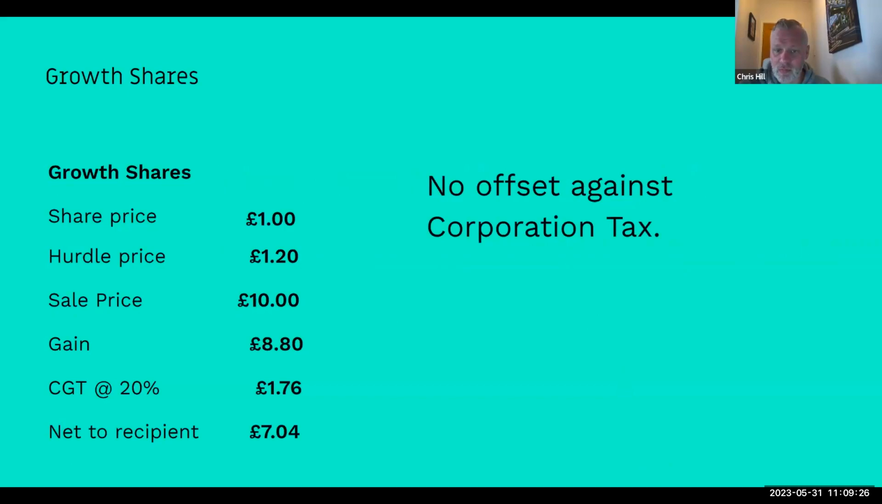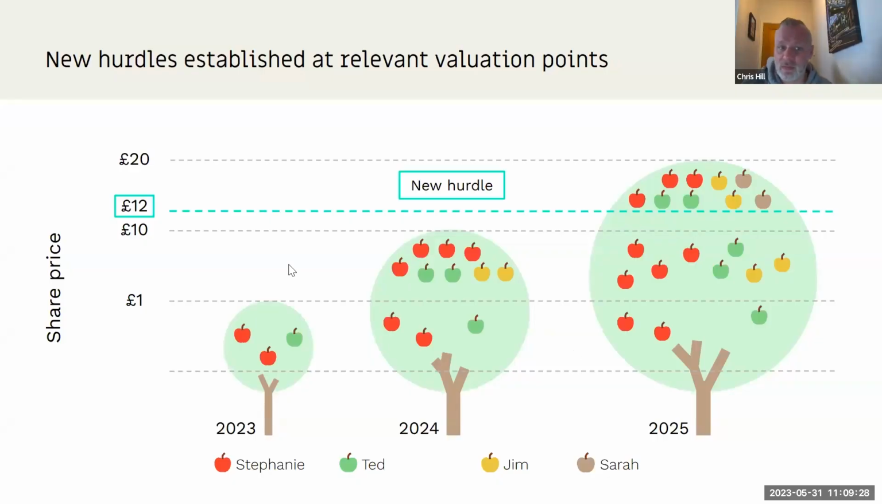Sarah's joined the business now. Now the business is worth £10. So Sarah joins again at a 20% hurdle, so she's sharing above £12. So Stephanie and Ted are only diluting in the growth of the business. They retain everything below £1.20. And then Stephanie, Ted and Jim retain everything below £12. Sarah only shares above £12. So you're only diluting in the growth of the business.